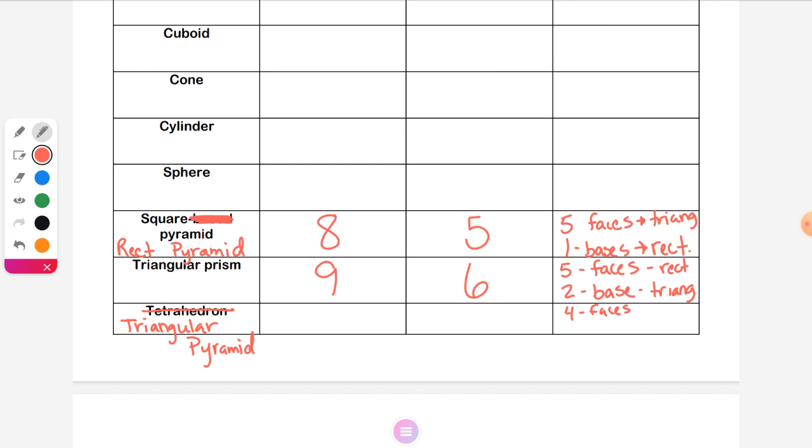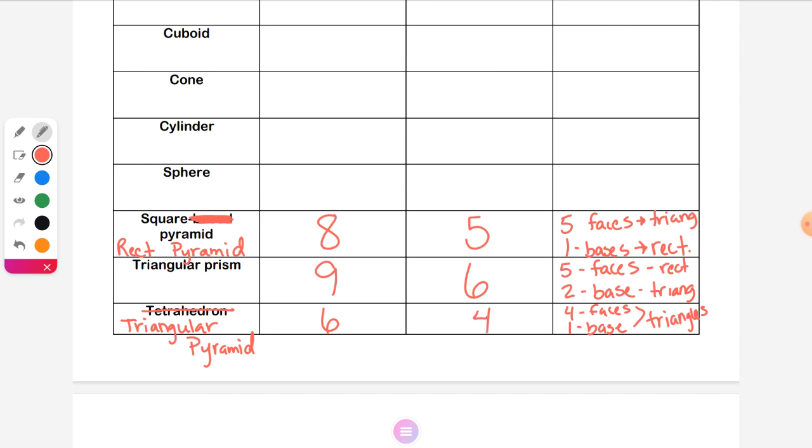How many of those would be bases? 1 base. What would all of the shapes be? Triangles. Edges. How many edges? There's 3 around the bottom. And then how many going up to a point, Kendall? 3 more. So what's 3 plus 3? 6. Good job. How many vertices? 4, because there's 3 around the triangle at the bottom and then 1 up at the top.